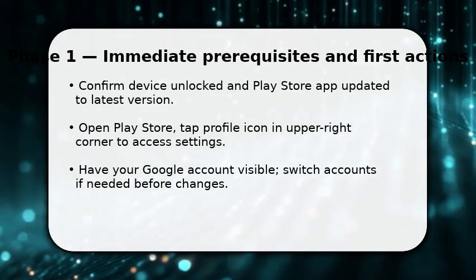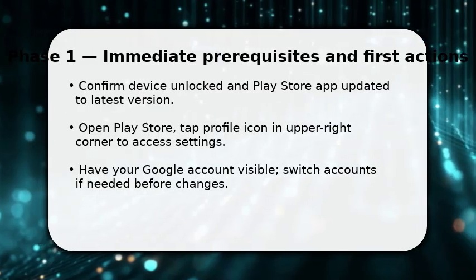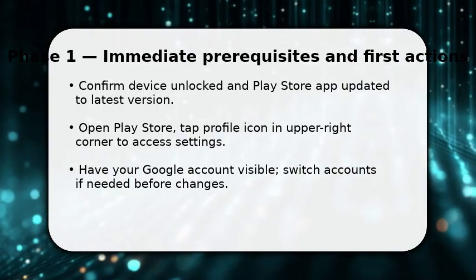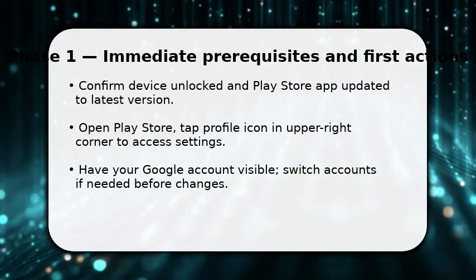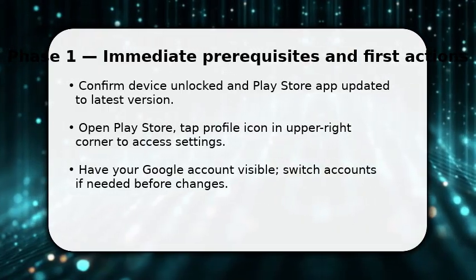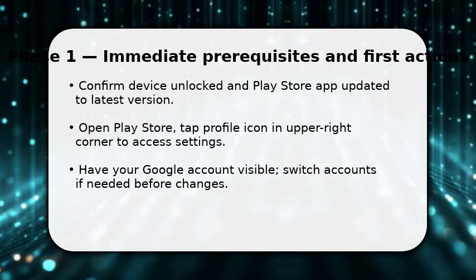Make sure the app is updated, because newer versions group notification controls differently. You're not just stopping alerts, you're managing channels so future updates behave. With the profile menu open, move to Notifications. This is where granular controls live and where you'll make the first real changes.